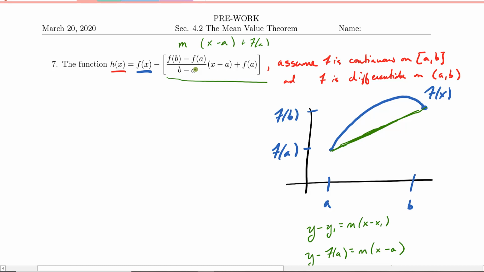So I'd like you to pause the video and think for a minute and see if you can figure out what h of x is here. Pause the video. So what is h of x?